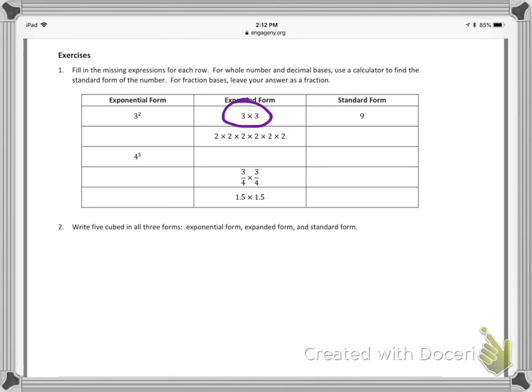All right, now we're just given expanded form. So I need to write it in exponential form. Remember, exponential form means you need to have an exponent.